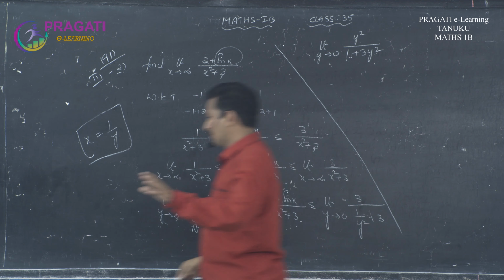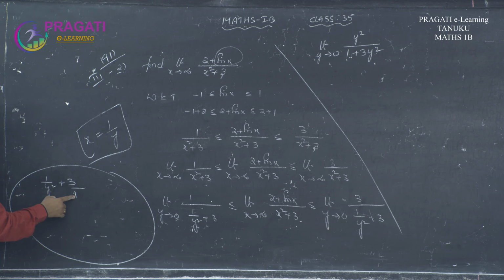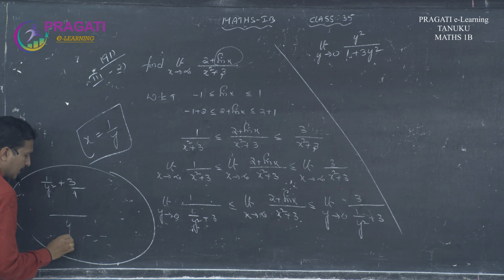Here, to simplify this one, 1 by y square plus 3: there is no term, so it can be written as over 1. What is the LCM? Y square. Here 1 times 1 into 1 is 1. Here y square times y square into 3 is 3y square. So 1 plus 3y square by y square. Here to reciprocate it, then y square by 1 plus 3y square. There is no change in the middle term.